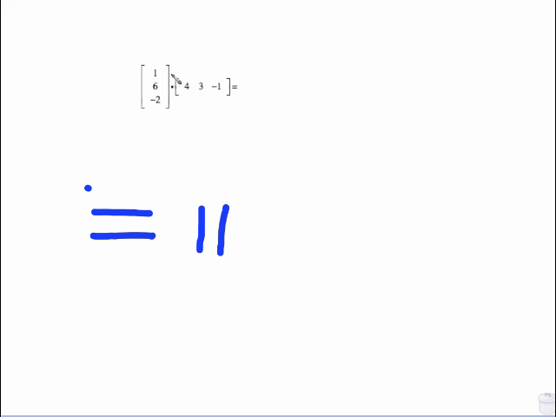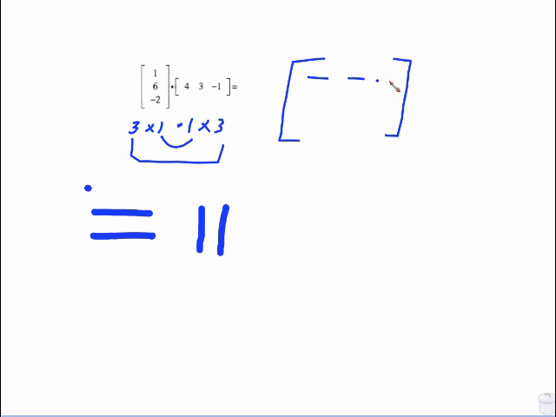This one looks like it might be a little tricky, so let's take a look. This is a 3 by 1. That's 3 rows by 1 column times a 1 by 3. The ones match, and your answer will be a 3 by 3. So I need 9 blanks in here.